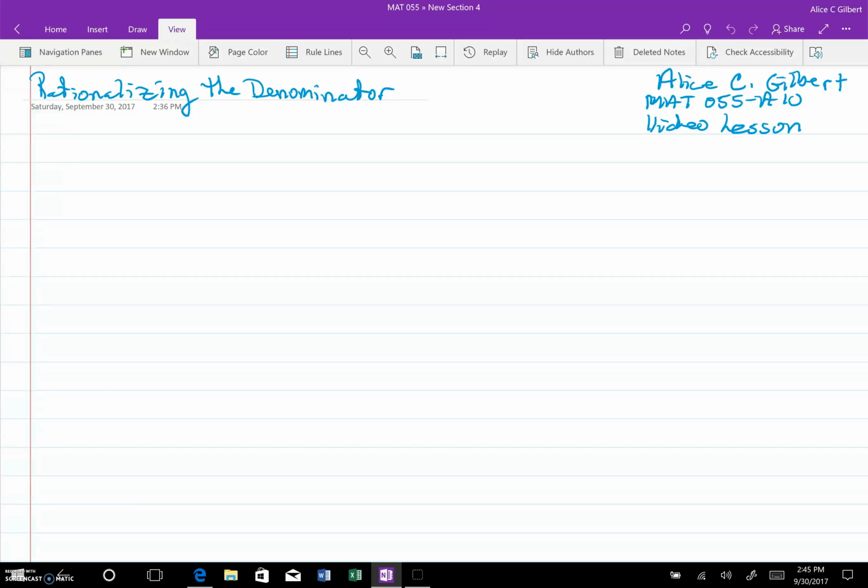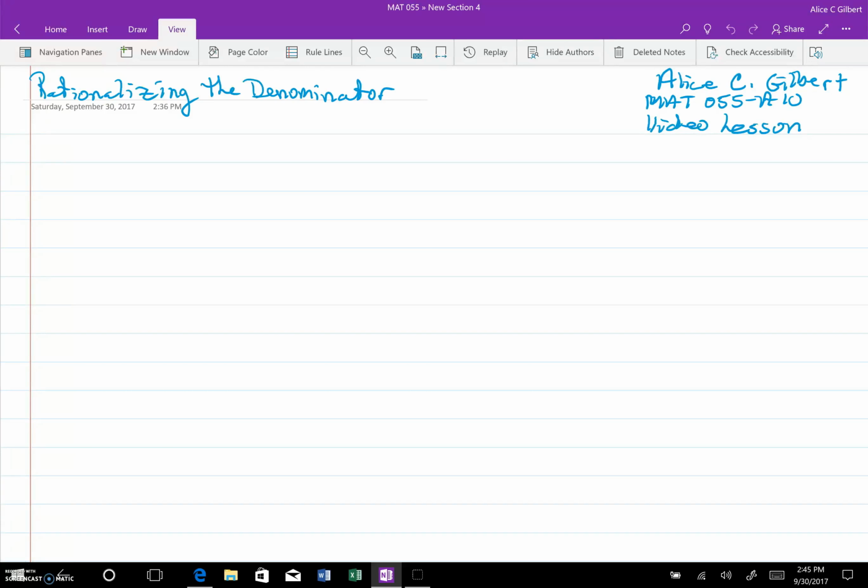Now we're going to do what's called rationalizing the denominator. In other words, what this means is we're going to get rid of the radical sign in the denominator. We cannot have a radical sign in the denominator of our final answer. So rationalizing the denominator means getting rid of the radical sign in the denominator.